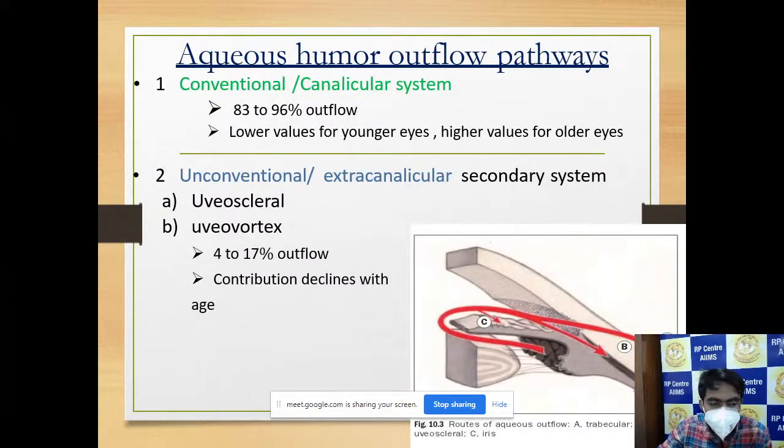It is also lower in the younger age group, but with increasing age, both the conventional and unconventional pathways decrease. So the episcleral venous pressure also increases with age. So this venous resistance increases over the age, and IOP also goes towards the higher side.